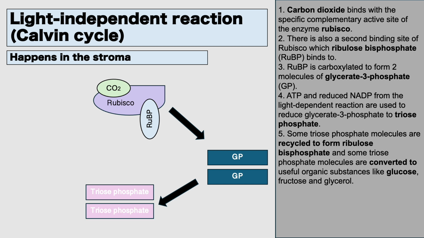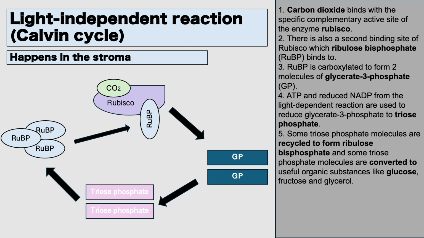Step 5. Some triose phosphate molecules are recycled to form RuBP, and some triose phosphate molecules are converted to useful organic substances like glucose, fructose, and glycerol. So our ultimate products of photosynthesis are glucose and oxygen. Oxygen is made in the light-dependent reaction during photolysis, and glucose is made in the light-independent reaction.